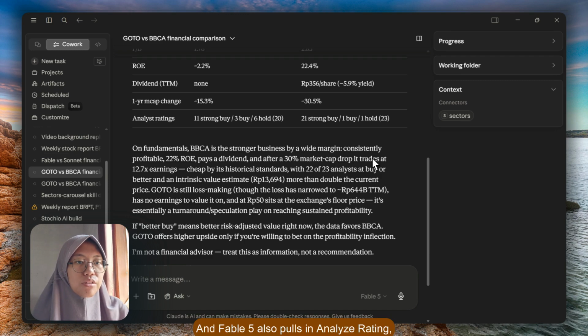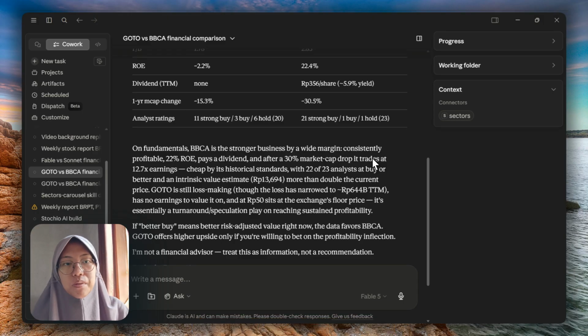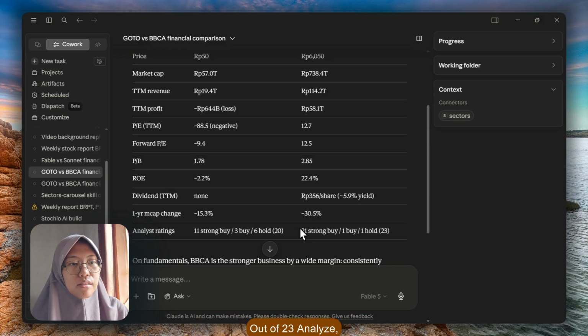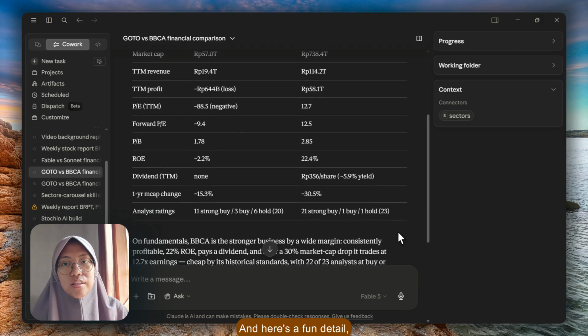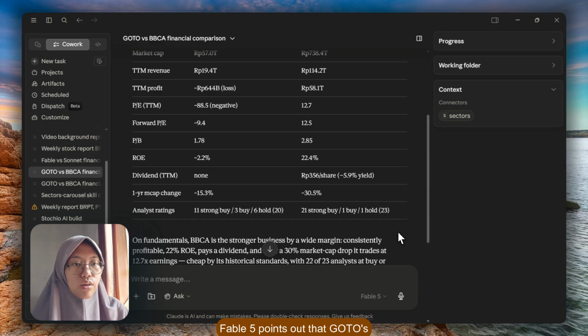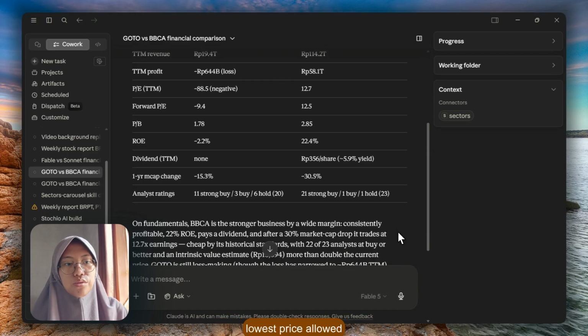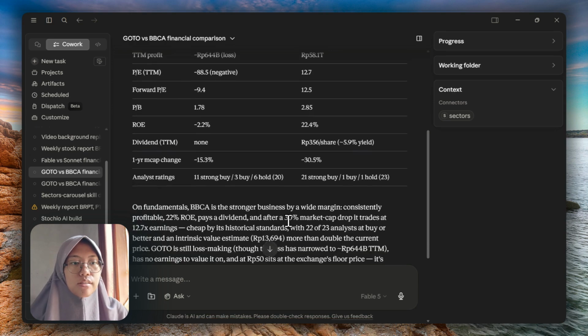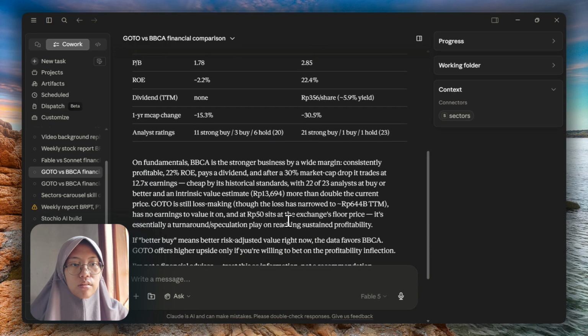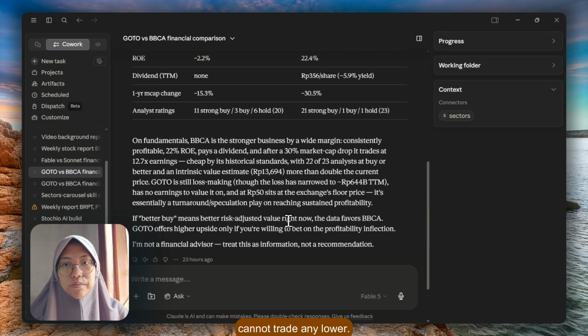And Fable 5 also pulls in analyst ratings, which is new. Out of 23 analysts, 22 rate BBCA a buy or better. For GoTo, 14 out of 20 rate it a buy or better too. So even GoTo has fans, just with less conviction. And here's a fun detail. Fable 5 points out that GoTo's 50 rupiah share price is actually the lowest price allowed on the whole Indonesia stock exchange, and it's sitting right at the floor, so it literally cannot trade any lower.